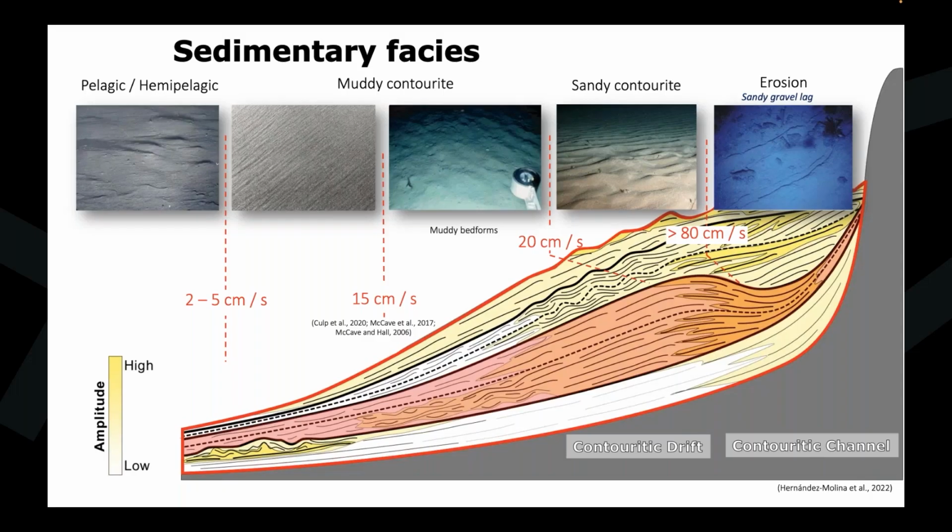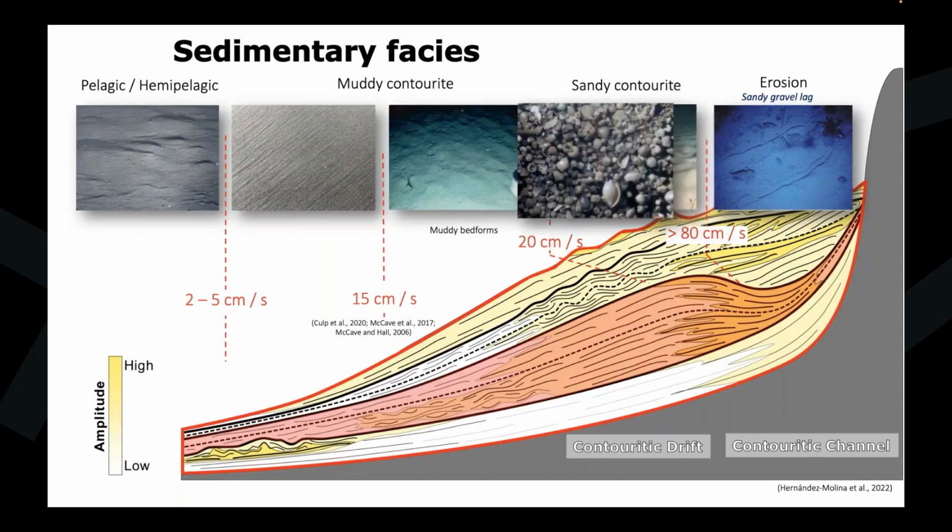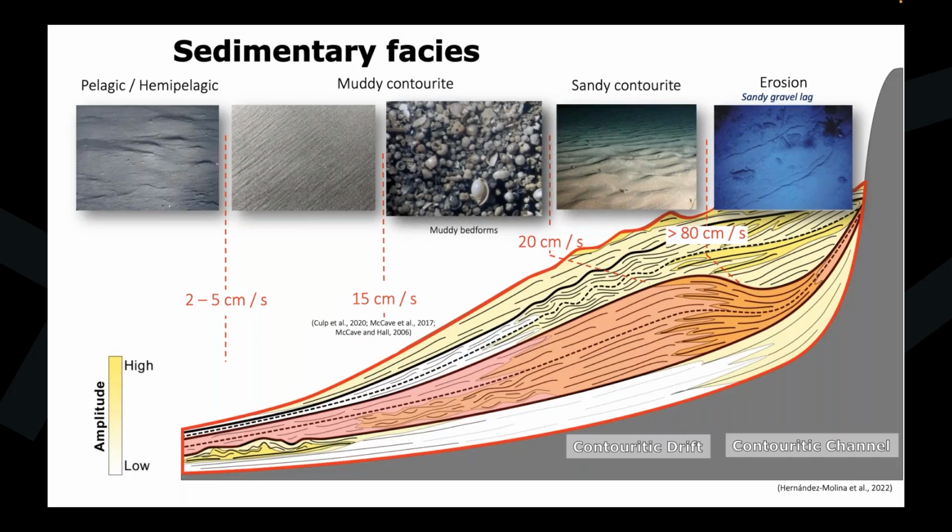siliciclastic components, and we have to consider that when we have more bioclast component, the velocities are weaker. For example, to have a calcareous sandy deposit composed of bioclasts, the velocity could be not 20 centimeters per second, could be only 15 centimeters per second, because the hydrodynamic behavior of the clasts is different, given the density compared to the siliciclastic particles.